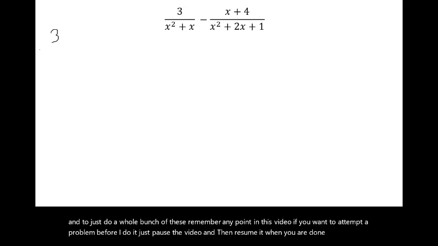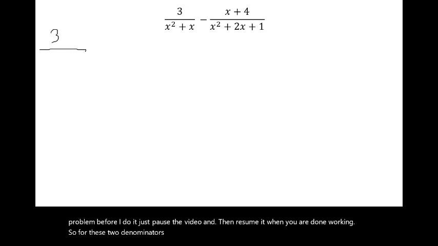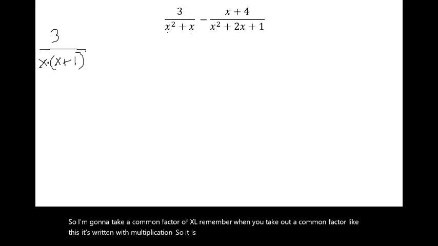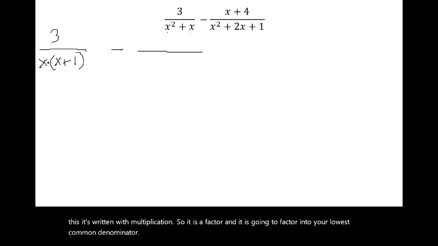So for these two denominators, I'm going to factor them first. So in this first denominator, I see that there's a common factor of x. So I'm going to take a common factor of x out. Remember, when you take out a common factor like this, it's written with multiplication, so it is a factor, and it is going to factor into your lowest common denominator.